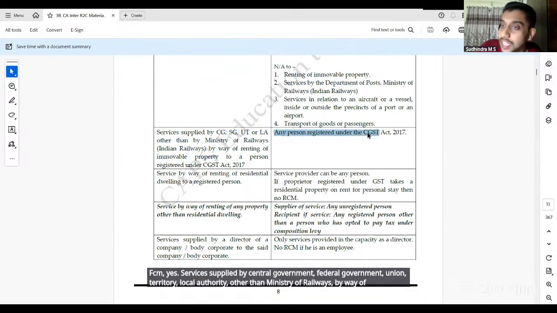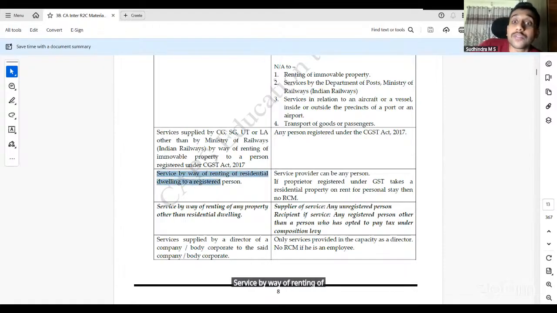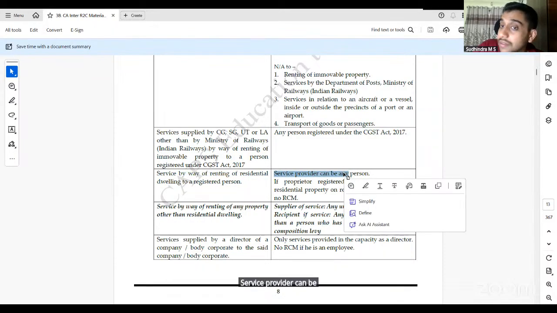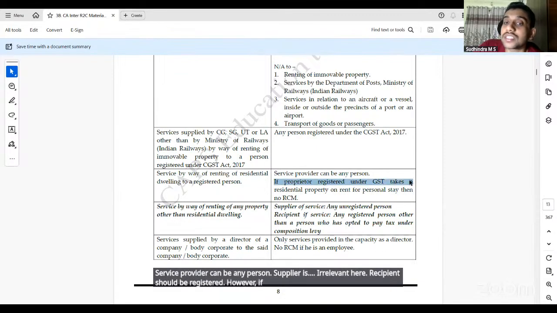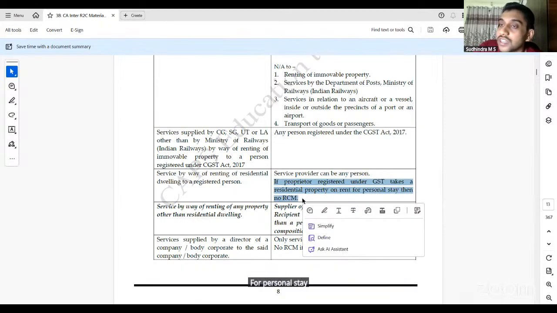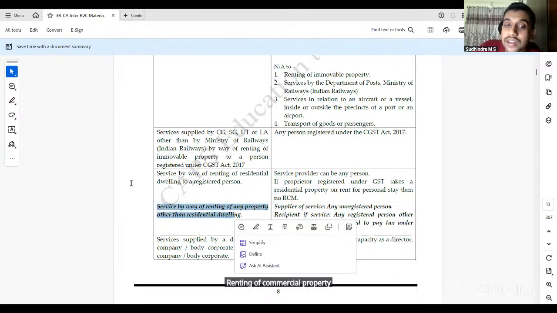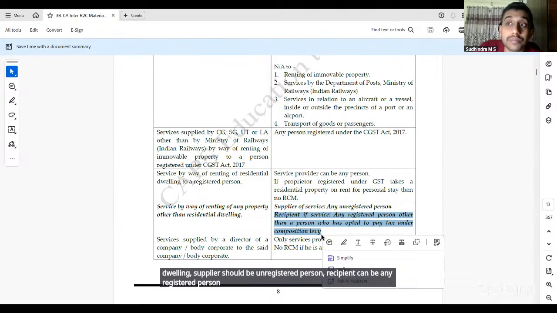Services supplied by central government, state government, union territory, local authority other than Ministry of Railways by way of renting of immovable property, to any person registered under GST. Service by way of renting of residential dwelling, if it is provided to a registered person, RCM. Service provider can be any person. Supplier is irrelevant here. Recipient should be registered. However, if a proprietor registered under GST takes a residential property on rent for personal stay, then no RCM, because that is also exempt. Renting of commercial property, that is anything other than residential dwelling, supplier should be an unregistered person. Recipient can be any registered person other than those who have opted for composition levy. Then it comes under RCM.